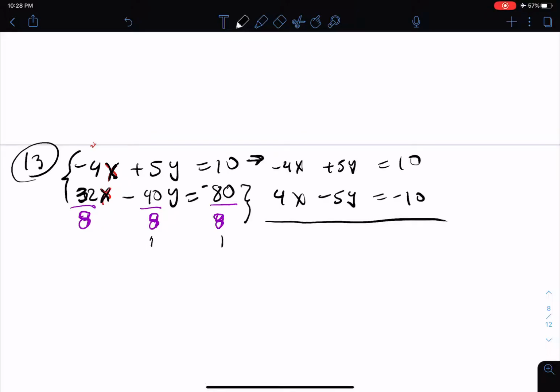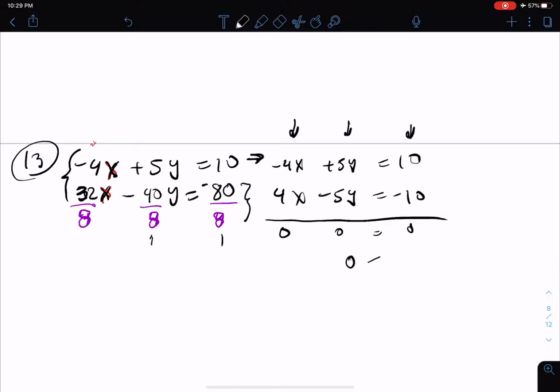I can do my elimination step. What is negative 4x and a positive 4x? 0x. What is positive 5y and a negative 5y? 0y. What is 10 and a negative 10? 0. So I get 0 equals 0.